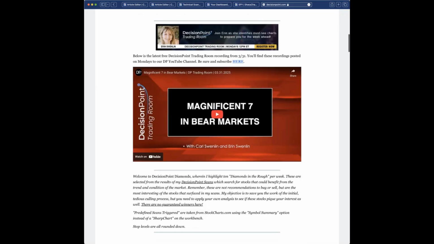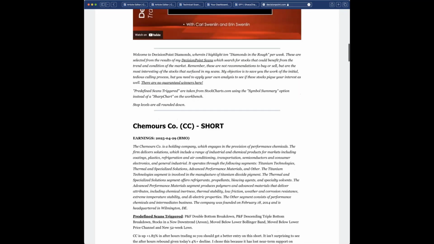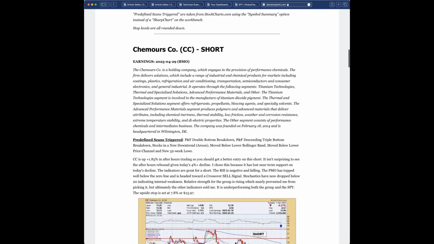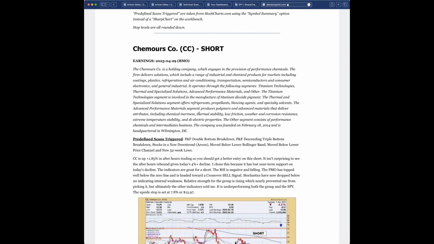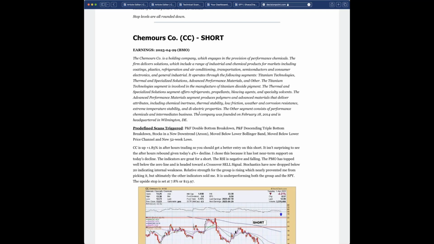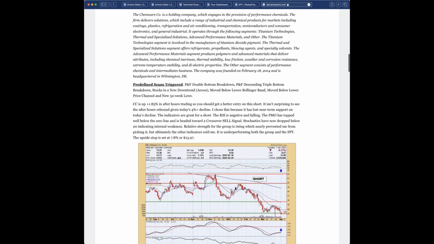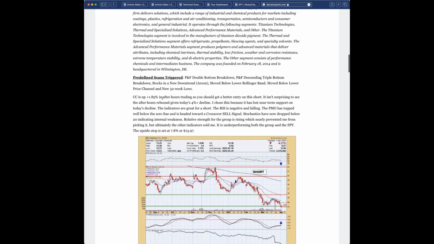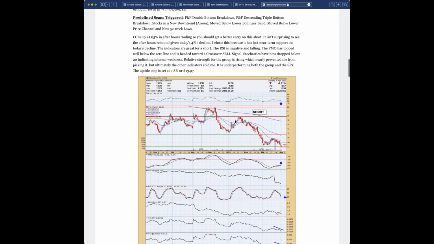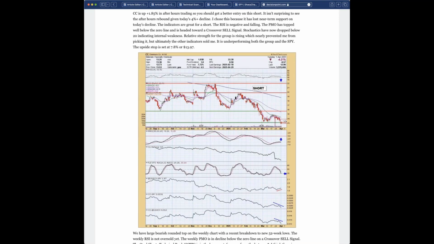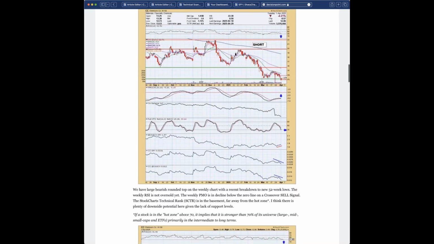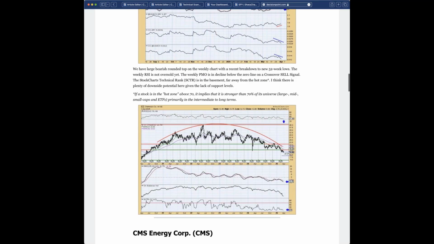But basically, there's our free trading room. So I give you the company name and what they do, when their earnings are. Stock charts runs predefined scans. I let you know which of those scans triggered that day. We talk about what it's doing in after hours trading. And then I give you the daily chart with my description. And then I always go through the weekly chart as well.